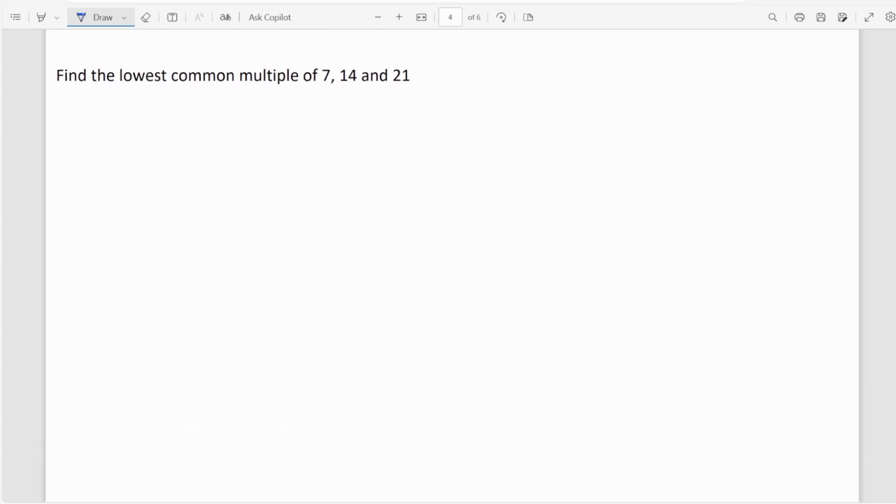Now let's find the lowest common multiple for 3 numbers. I'll once again prime factorize each of those numbers.